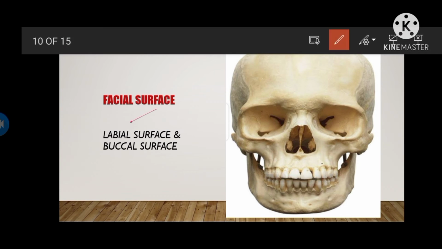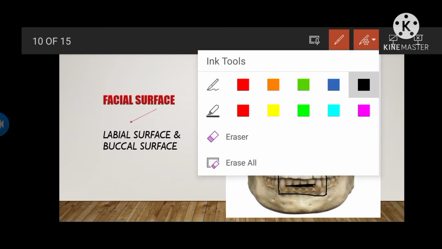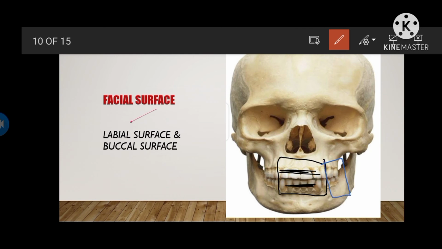In this picture you can see these are our anterior teeth from canine to canine. This surface that is facing towards the lips will be called the labial surface, and these are our posterior teeth, with the surface facing the buccal, or cheek part. This surface will be called the buccal surface. But if we talk in general, then this whole will be called the facial surface.